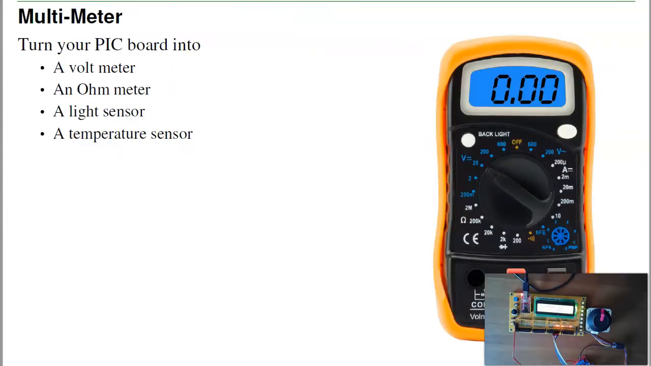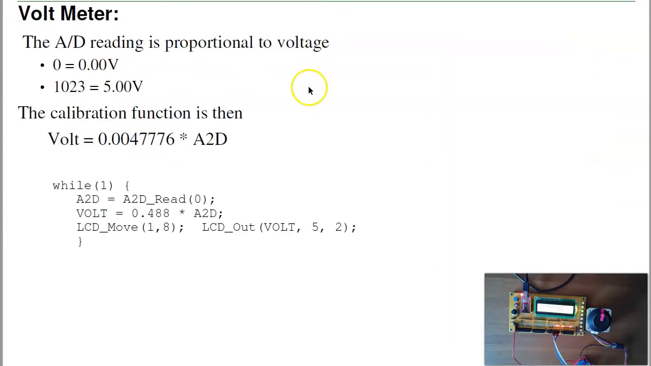And finally, you can turn your pickboard into a multimeter. This is actually how multimeters are built. It's a microprocessor with an analog input. I'd like to show you how you build a voltmeter, ohmmeter, light sensor, and temperature sensor. Now start out with the voltage reading.